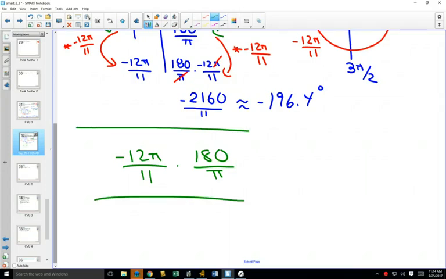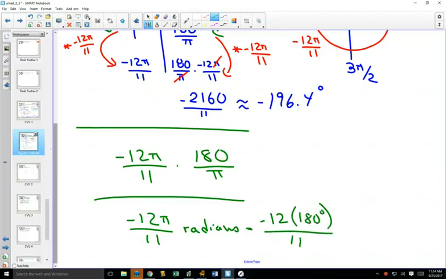A shortcut for changing from radians to degrees, and this shortcut only works if your original answer in radians includes pi, is the idea that I know that pi is equal to 180. So if I want to change negative 12 pi over 11 radians to degrees, all I need to do is change the pi to 180 degrees. And in doing that, you will get the same answer as before. And that's a really nice shortcut to use.